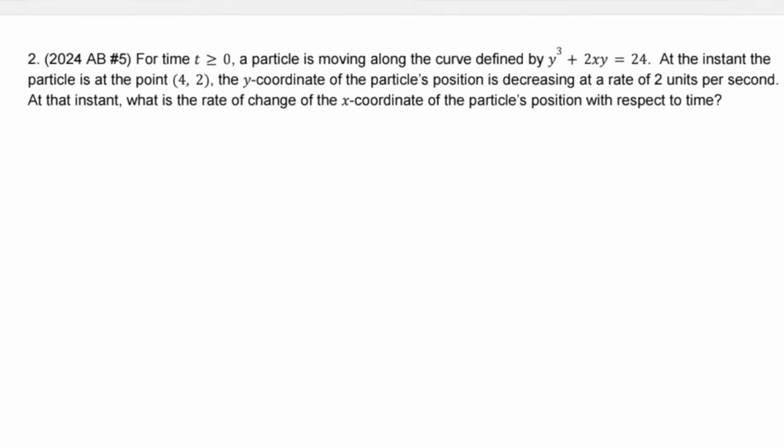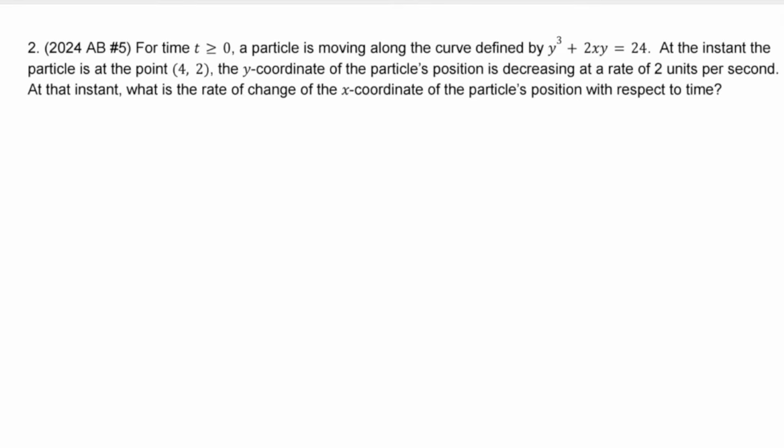All right. Number 2 is a very similar problem from 2024. I think we may have even done this one in the examples in class. y cubed plus 2xy equals 24. We can see that x is 4, y is 2. That y coordinate is decreasing at a rate of 2 units per second. We would need to translate that into dy/dt as negative 2.